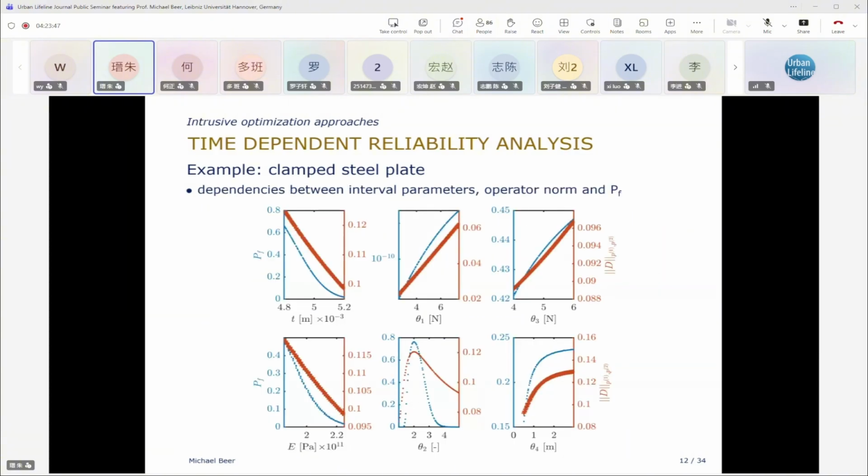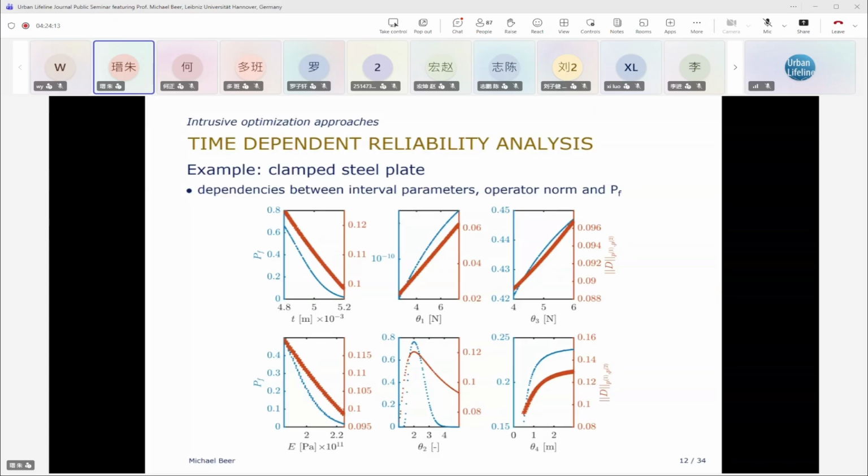So now what we do is the following. We have a 6-dimensional space in which we need to do this optimization. In order to have this graphical representation, we keep 5 parameters in the midpoint of the interval and let 1 vary, okay? So let the sheet thickness vary, let theta 1 vary, and these things. So we have the individual dependencies now, keep 5 in the point except 1.